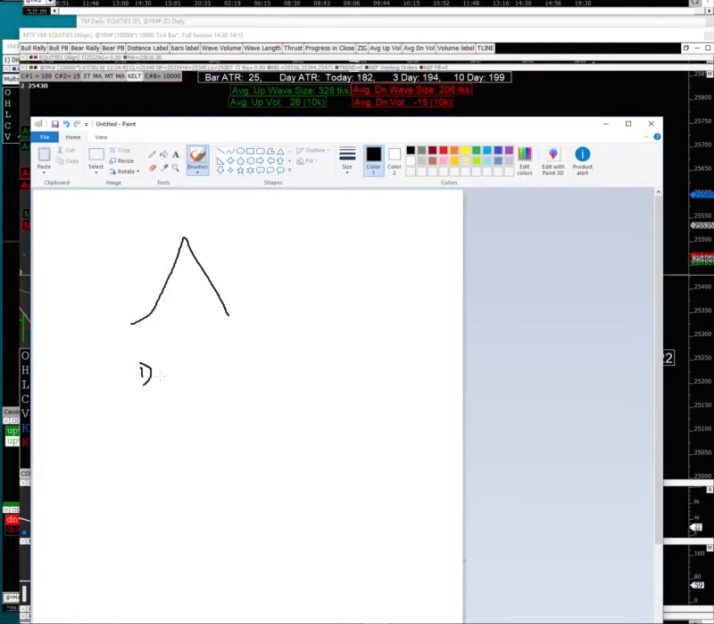One, an up wave. Two, a down wave. And three, a turning point. So this is the up wave, that's the turning point, and that's the down wave. That's what you have.